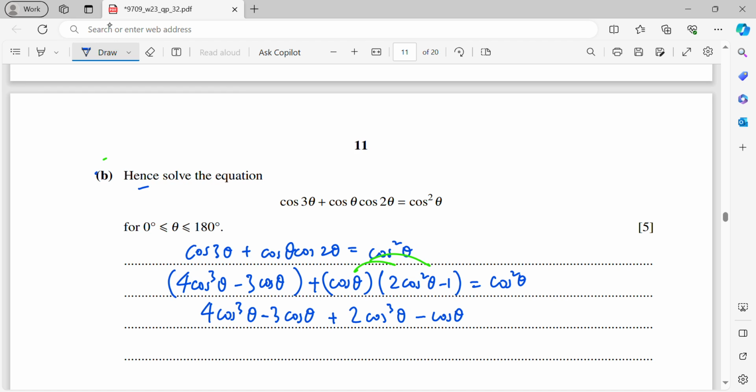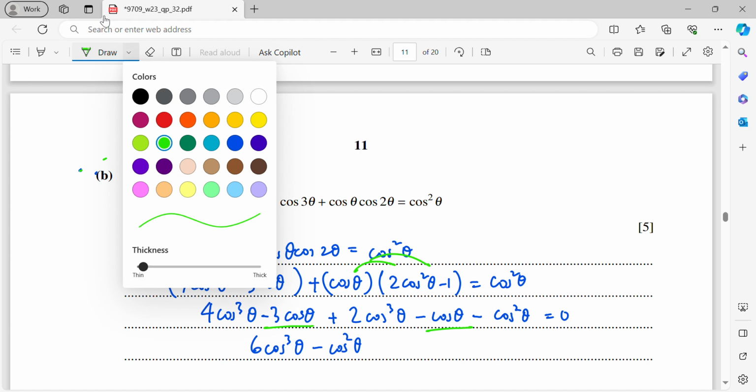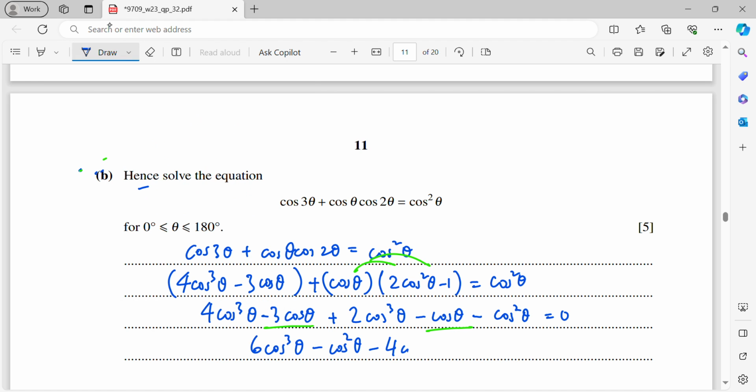This cos squared I will move to the left side. Okay, so the first and third term, when you add together, it will be 6 cos cube theta. And then copy the last term first, then followed by the cos theta. So when you solve the cos theta, we have minus 3 cos theta and then minus another cos theta. Okay, then the total will be minus 4 cos theta.